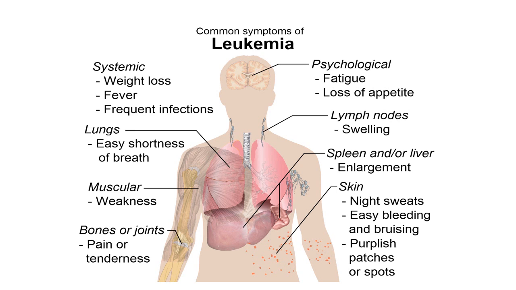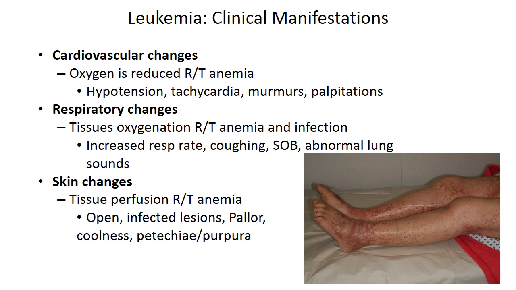The skin may have some easy bleeding and bruising or purplish patches or spots, and the patients may complain of night sweats as well. Systemic symptoms of leukemia include weight loss, fever, and frequent infections, which we can refer back to when we look at the white blood cell count and their immunosuppressed systems. In the lungs, you may see shortness of breath, or patients may complain of worsened shortness of breath when walking. Muscular weakness and pain and tenderness in the bones and joints may also be present.